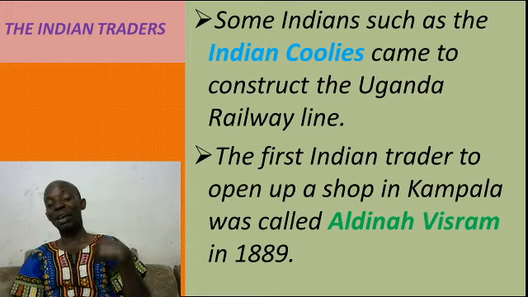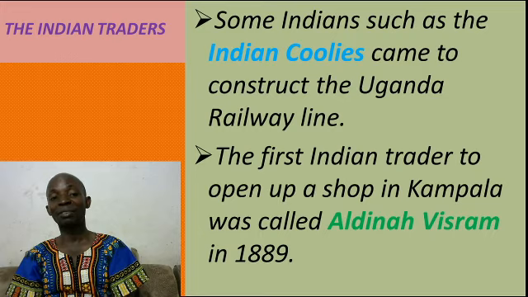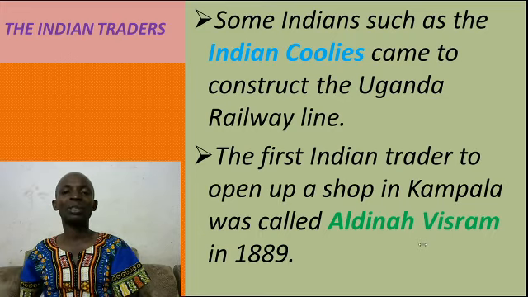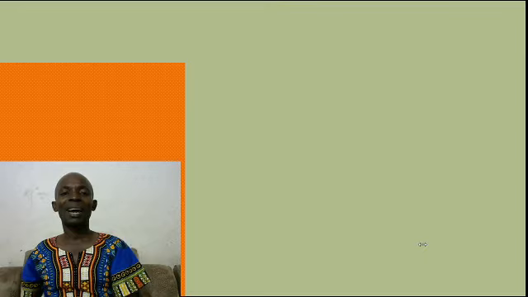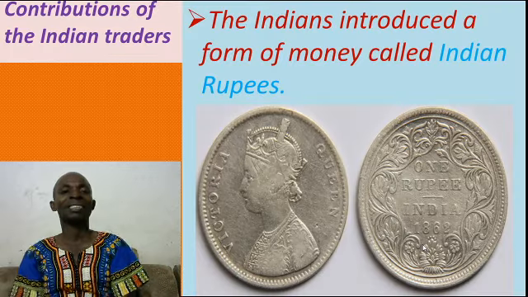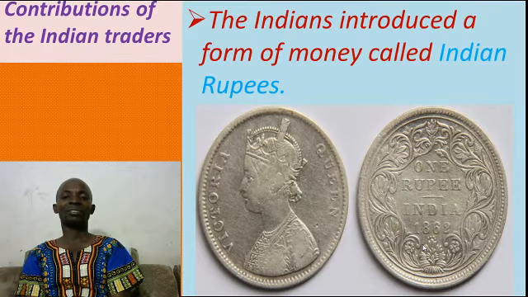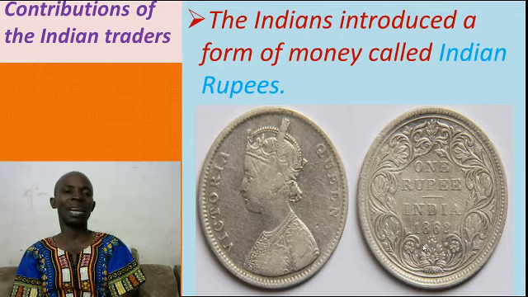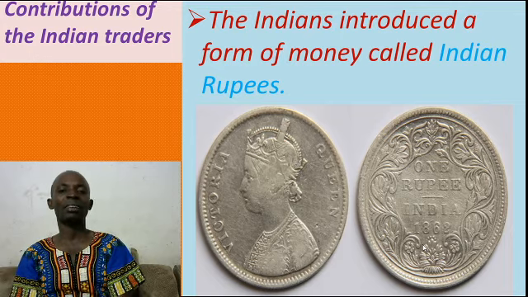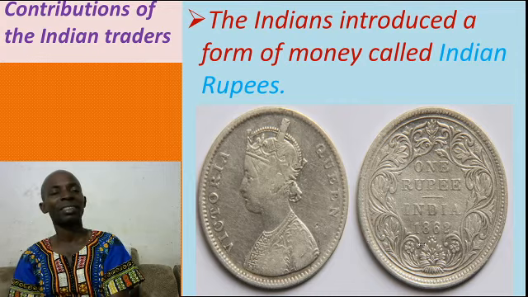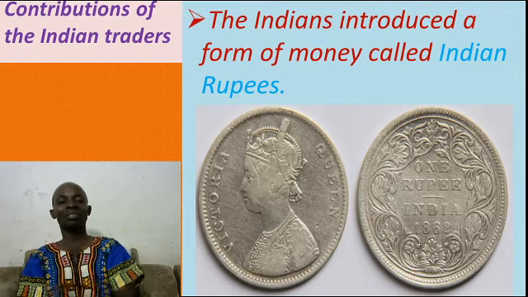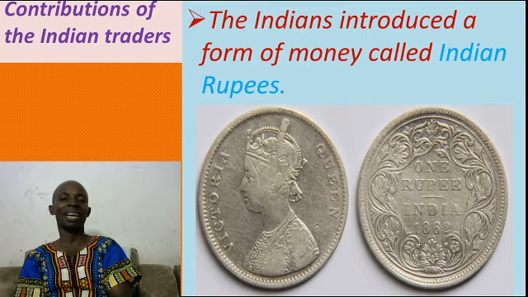The other time I told you about Ahmed bin Ibrahim, and we said he was the leader of the first Arabs to come to Uganda. So I take you back to the other slide. Contributions of the Arab traders. You skip a line and say contributions of the Arab traders. Why do we remember the Arab traders? The Indian traders, contributions of the Indian traders.